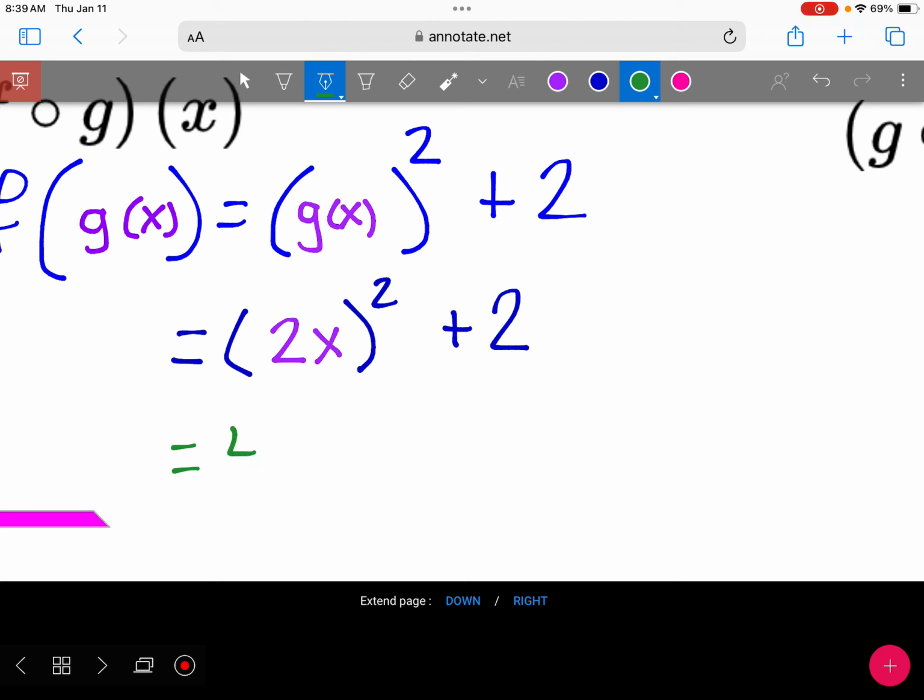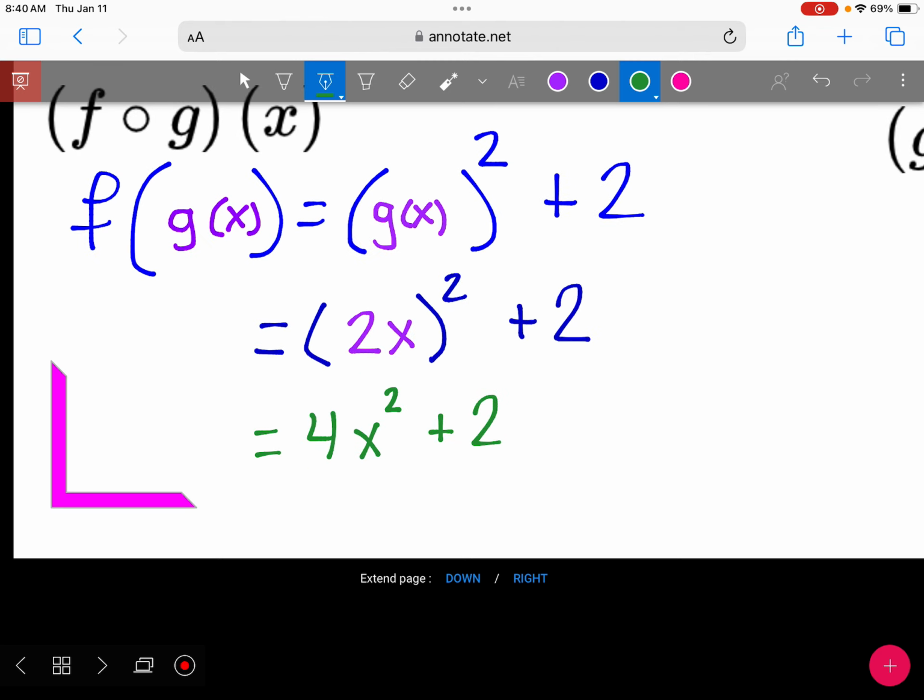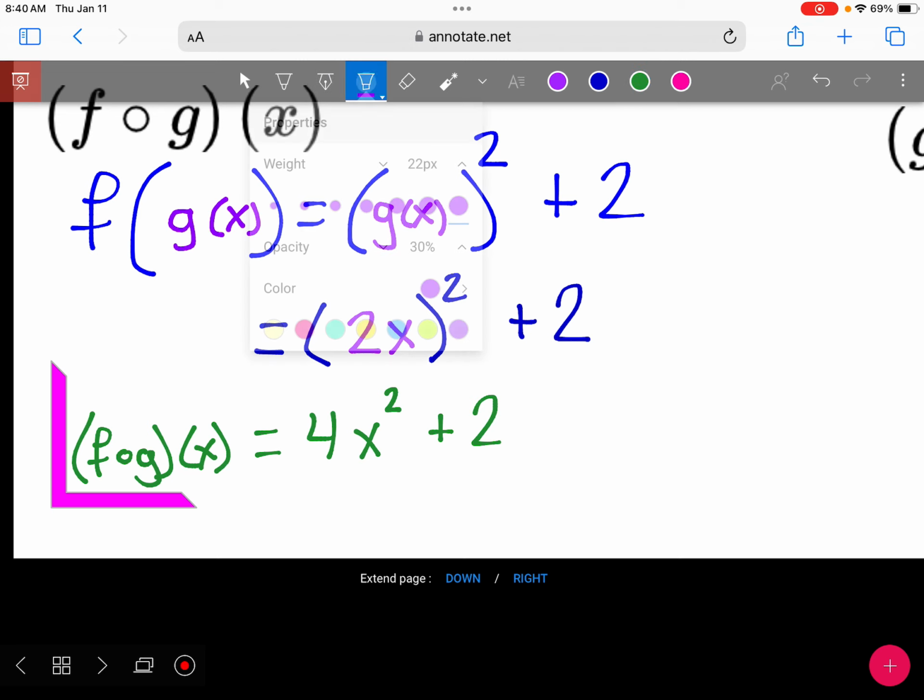So we have 4x squared plus 2. Can I simplify that any further? So that's our answer. 4x squared plus 2. So it works just the same way if we have more complicated polynomials.